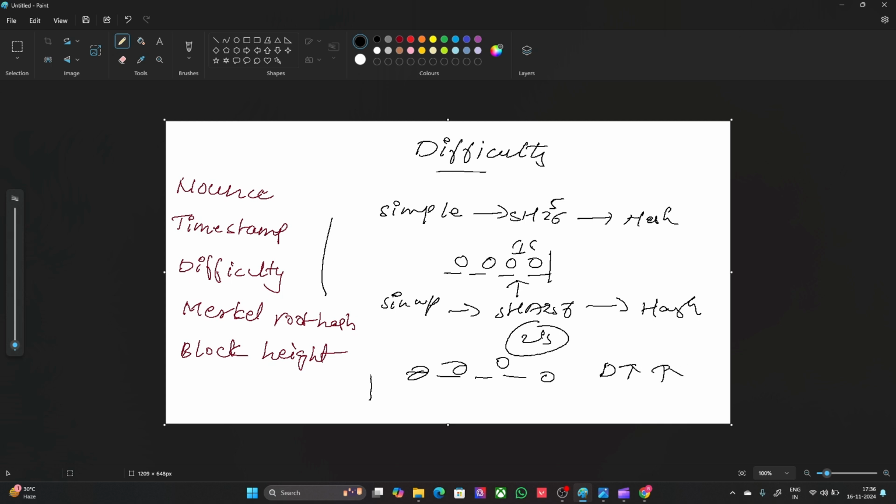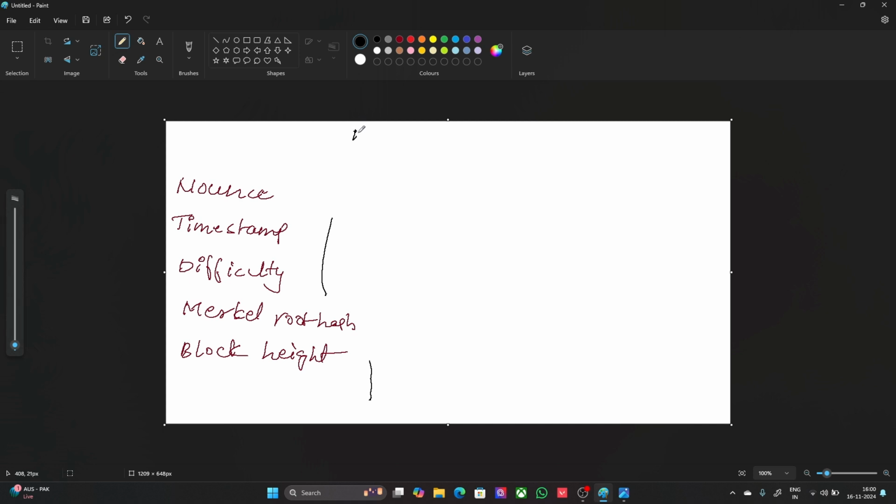Now let us see what is a Merkle root hash. I'll call it MRH, a short form for Merkle root hash. Before understanding what a Merkle root hash is, let us understand how the hashes are formed. Like you have a piece of data and you provide the data to SHA-256, and that will provide you with the hash of 256 bits. Okay, so this is how a hash is formed.